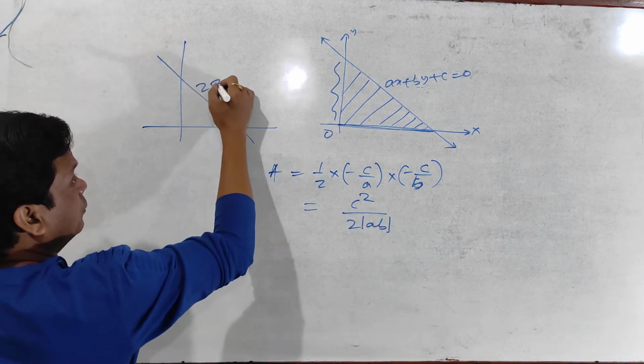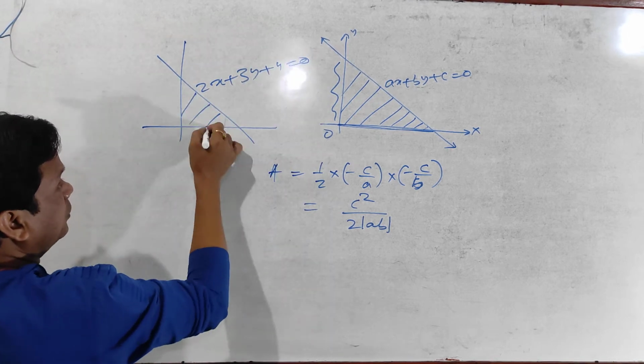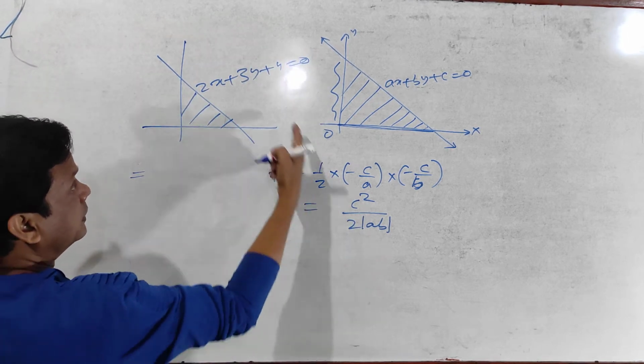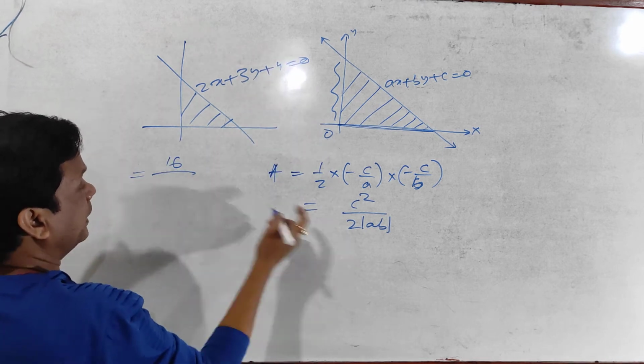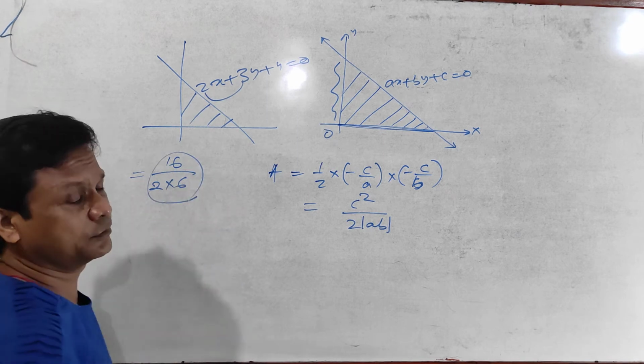If the equation is 2x plus 3y plus 4 equal to 0, then this area is equal to c square, meaning 16, by twice of ab. A into B means 6. So this is the answer.